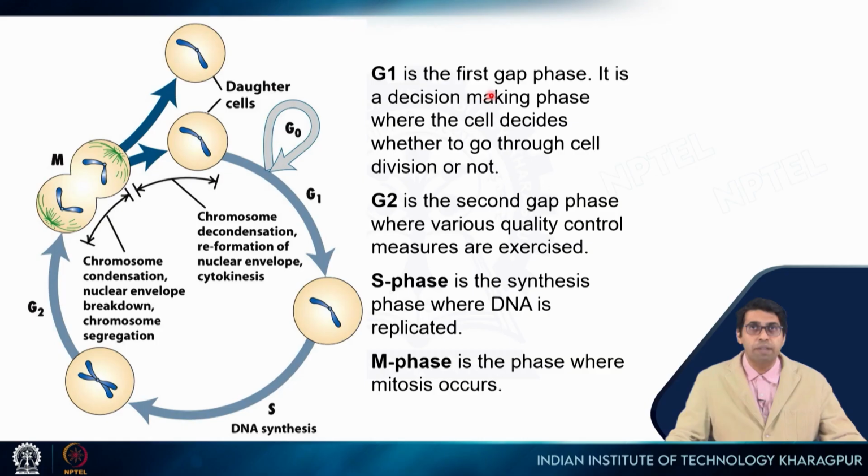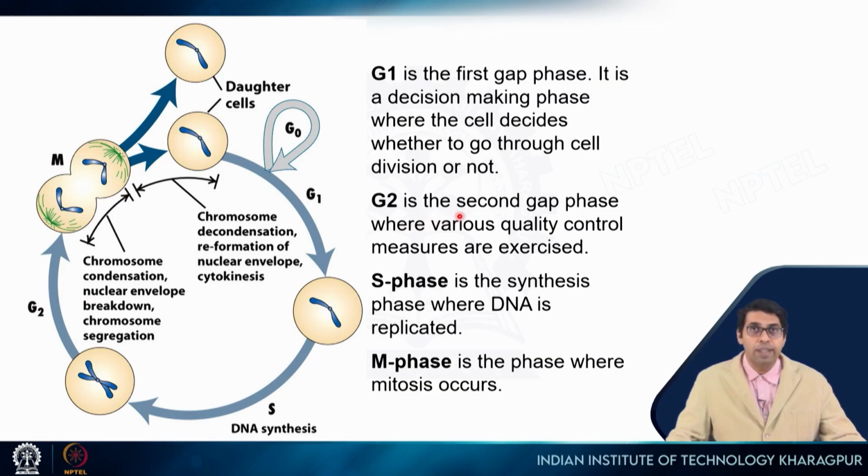G1 is the first gap phase. It is a decision making phase where the cells decide whether to go through cell division or not. They will decide whether they have enough material to replicate DNA and so on and so forth, right. Once that is done, it will enter the S phase, and in the S phase DNA synthesis happens. So, in our case 46 chromosomes will become 92 chromosomes.